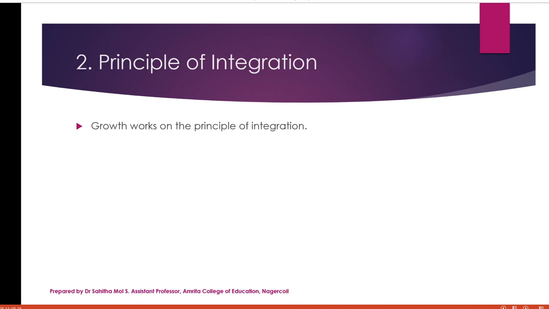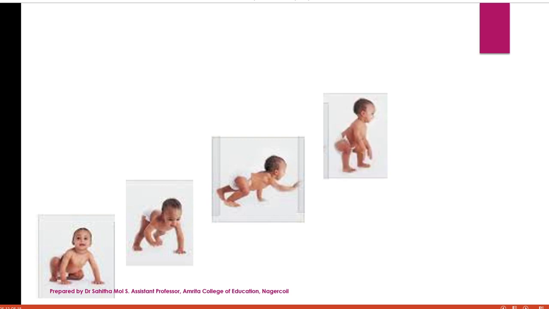Second one, principle of integration. Growth works on the principle of integration. First, the child learns to sit up, to balance himself in a given posture. Then he tries to move forward, increasing his strength. Then he gets a feeling of movement in crawling. The coordination and integration of these movements result in the child being ready to walk.